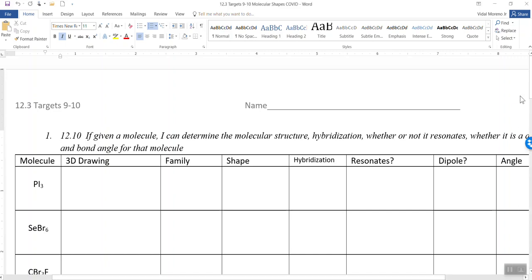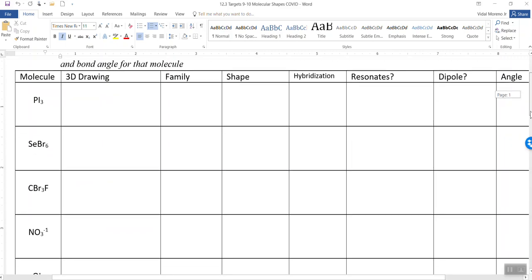All right, let's go through this worksheet step by step.